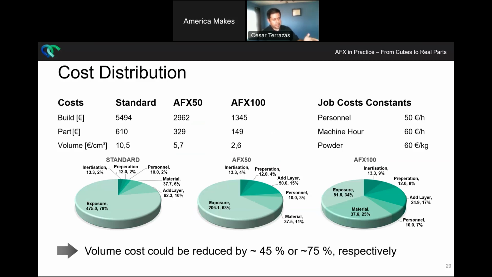Again, the exposure time is taking 78%. If we go to the AFX 50, that's 63, and then 34% of exposure. So that means that you are able to optimize basically 45 to 75% of the baseline, which is the standard operating mode. And again, bear in mind that now that you know these numbers, as an institution, you can play with, okay, what are the preparation, what is the inertization cost, maybe looking at suppliers that are going to provide your processing gases at a cheaper price. So there's still ways to optimize even more the cost distribution for this.